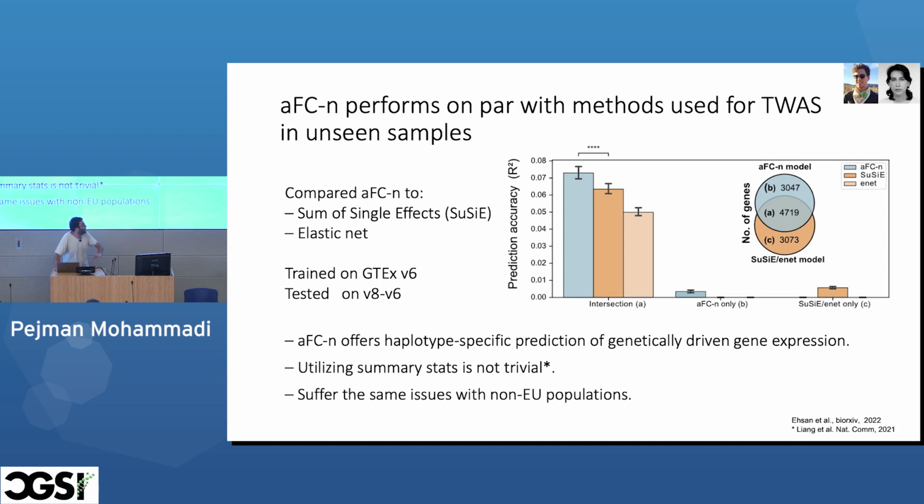for TWAS. And actually the genes that come out of it, we have around 5,000 genes that are shared by both models. Those are the ones that actually have an R-squared, and the ones that are not shared by the models really don't have an R-squared in either of them. And the thing that is good about AFCn as compared to the standard models used for TWAS is that it can predict the allele-specific effects on gene expression.